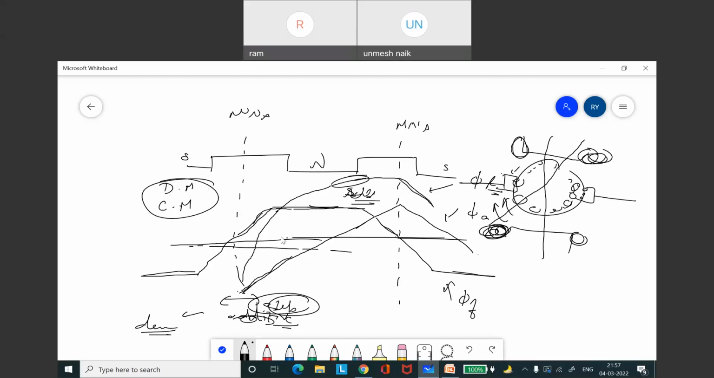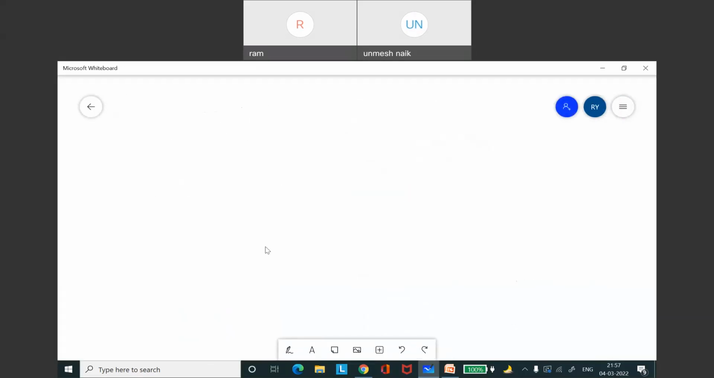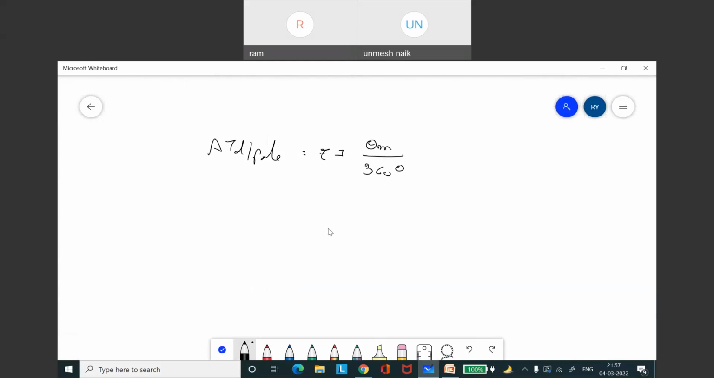So basically, we will go through the formula once. The demagnetizing ampere turns per pole is given by AT_D per pole equal to Z I theta_m by 360 degrees. Similarly, the cross magnetizing ampere turns per pole is Z I times (1 by 2p minus theta_m by 360 degrees).